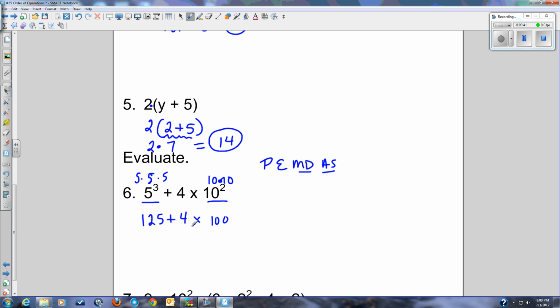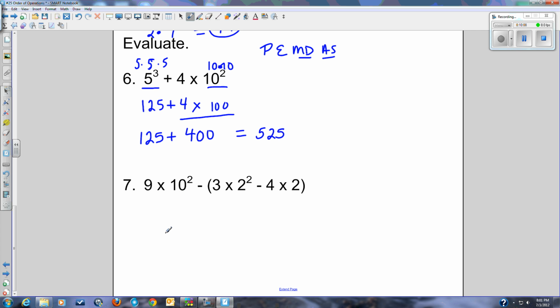Now, we have addition and multiplication. Multiplication comes first in our order of operations. So we're going to say 4 times 100, which is 400, and bring down the rest of the problem. Now we have 125 plus 400, which gives us 525.